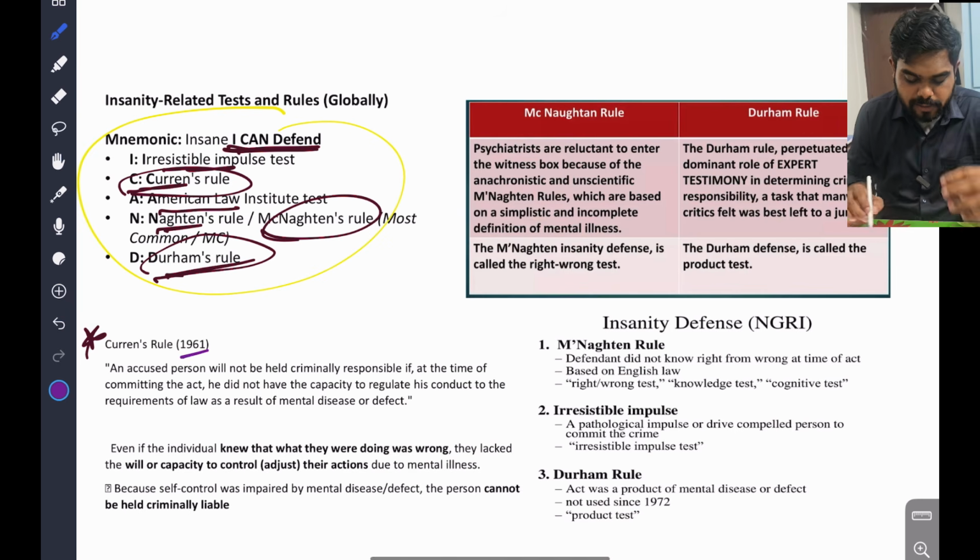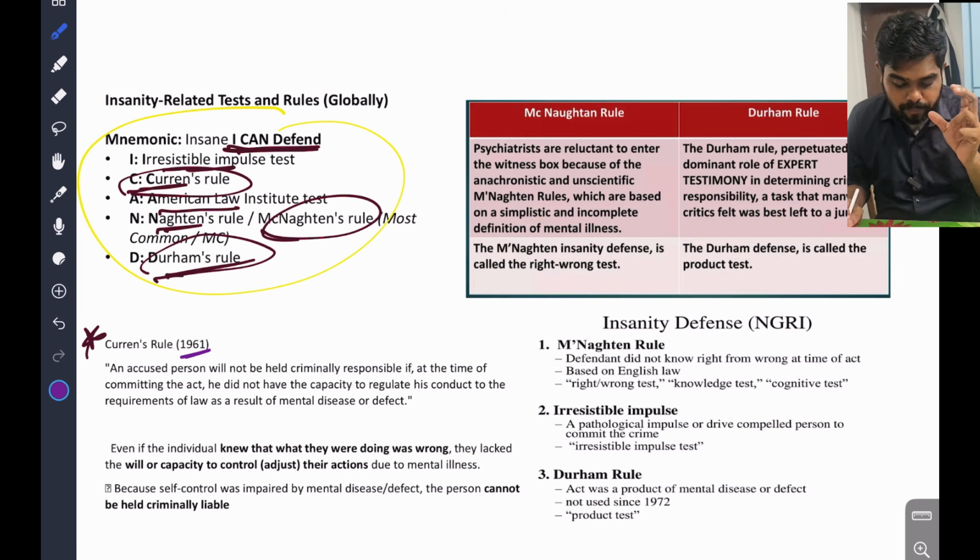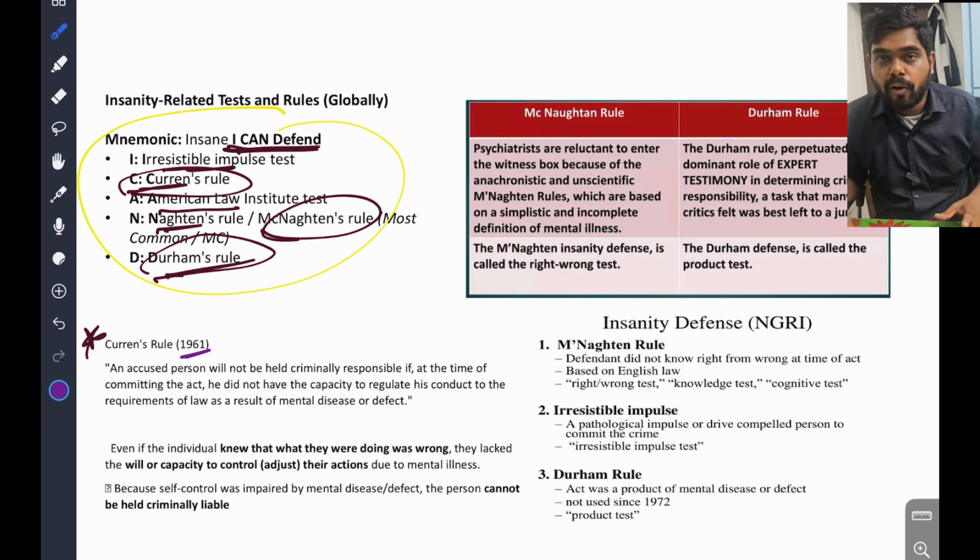It came in 1961. What it is saying is that an accused person will not be held criminally responsible if, at the time of committing the act, he did not have the capacity to regulate his conduct to the requirement of law as a result of mental disease or defect. It is a little confusing, but see the following.